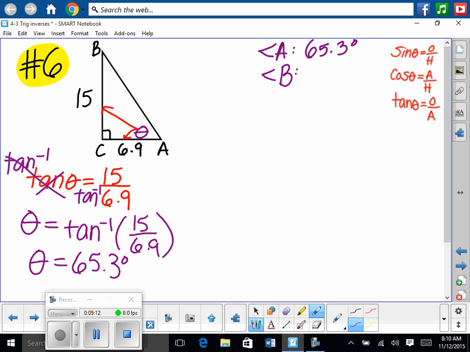Well, now isn't angle B easy? We don't even need to use a trig ratio. Now we know 2 angles of a triangle, so we can solve for the other by taking 180 degrees minus 90 minus 65.3. 24.7. Does everybody understand how I got angle B? So that one was pretty easy. 24.7.